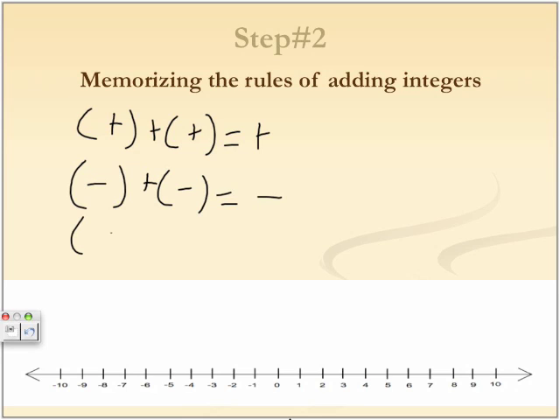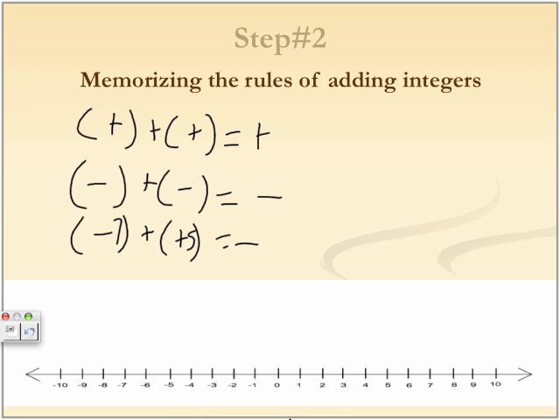When you have two different signs, a negative plus a positive, the way I figure out which sign is going to come here depends on which number is bigger. So negative 7 plus positive 5. I know the 7 is bigger, so I know it's going to be a negative.